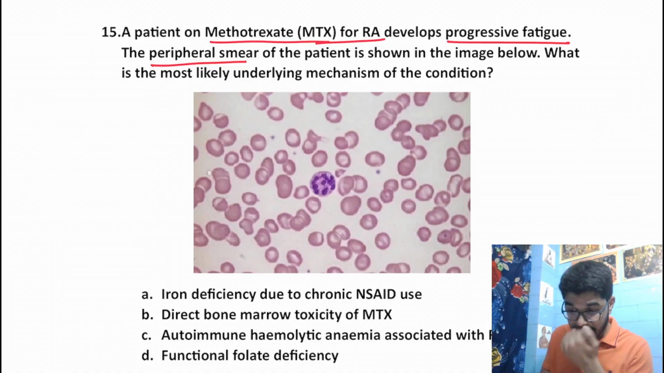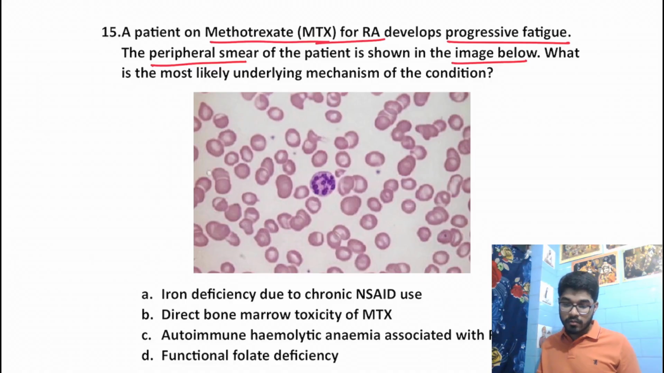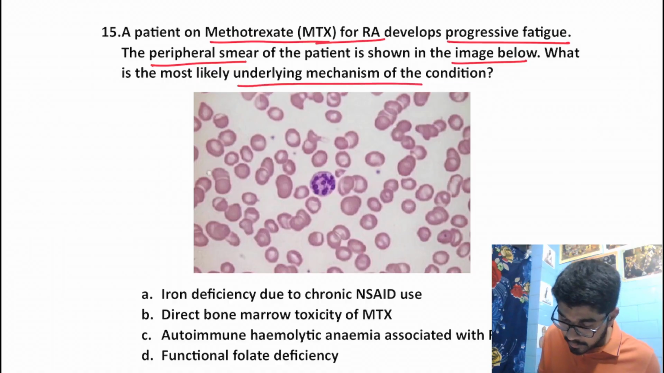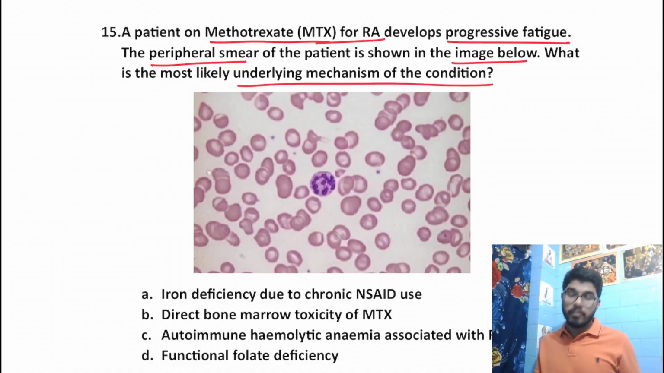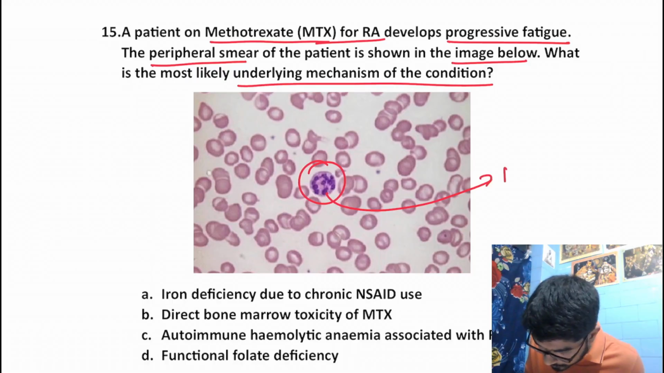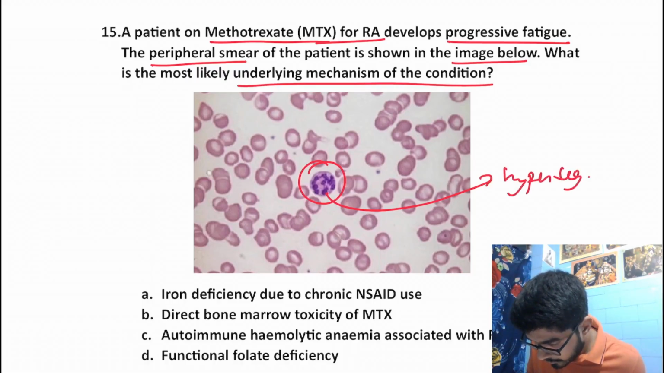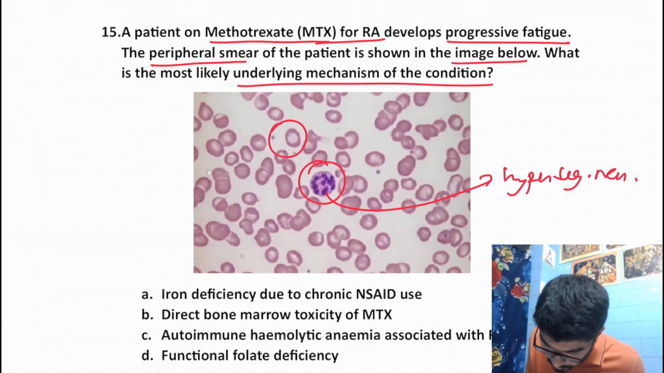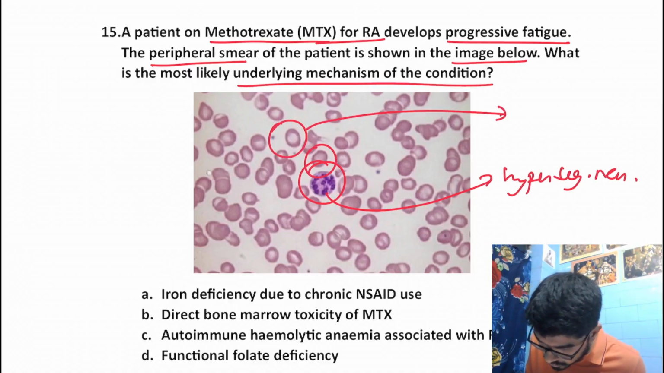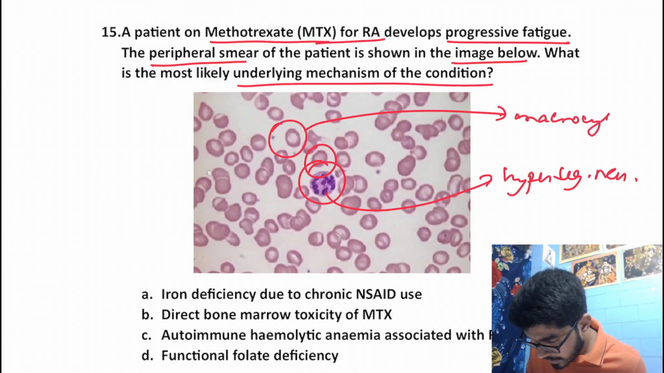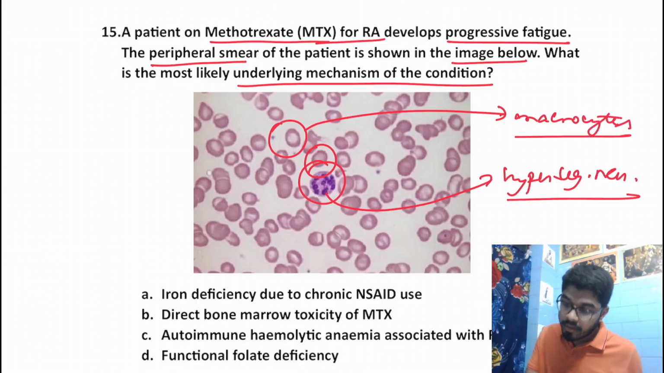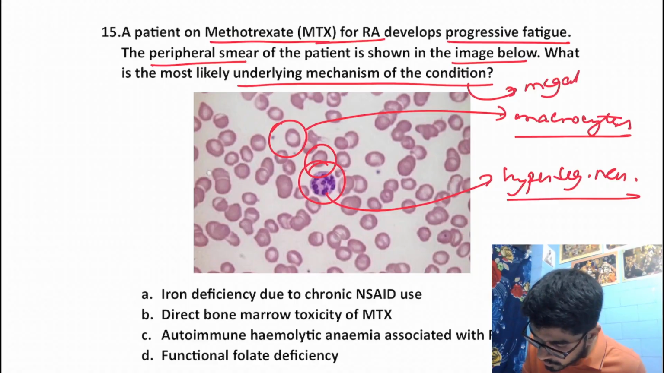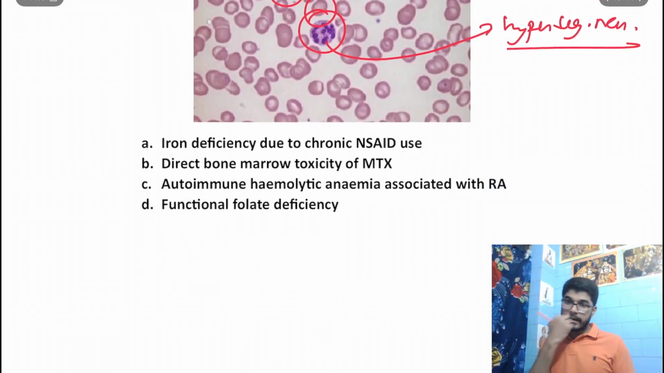What is the most likely underlying mechanism of the condition? In this image, we can very well appreciate a hypersegmented neutrophil. We can also appreciate the ovalocytes or the macrocytes, macrocytes plus hypersegmented neutrophils. The condition is nothing but our megaloblastic anemia. So in methotrexate, you are getting megaloblastic anemia.